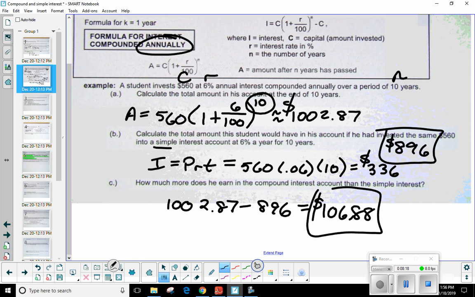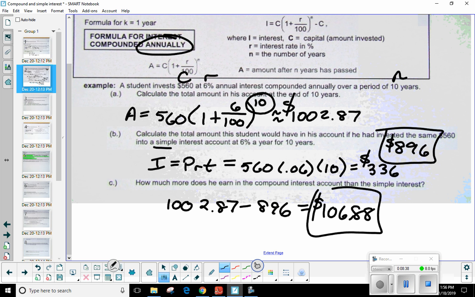Okay. All right. Anybody having trouble so far? Yes. I understand the equations and how to solve them, but I'm having a hard time wrapping my brain around what exactly interest compounded annually versus simple interest is in real life.